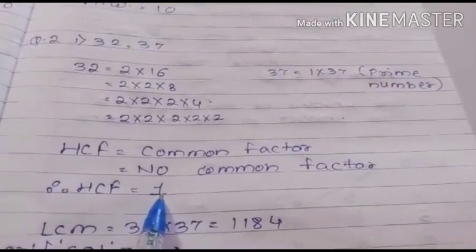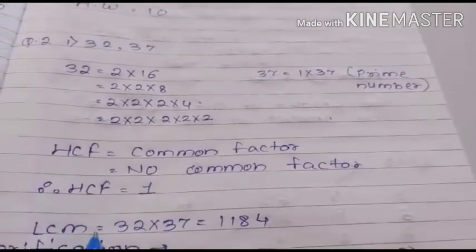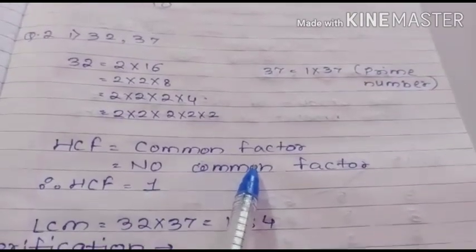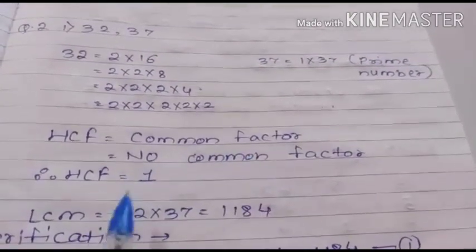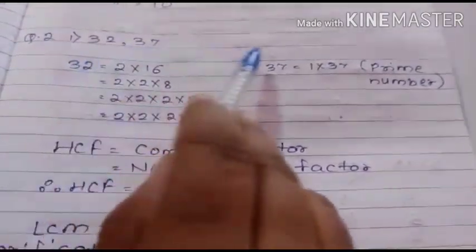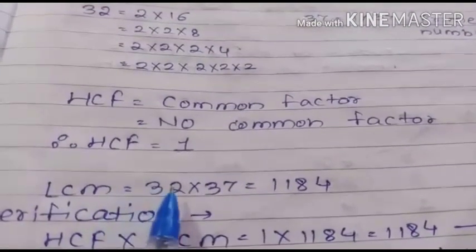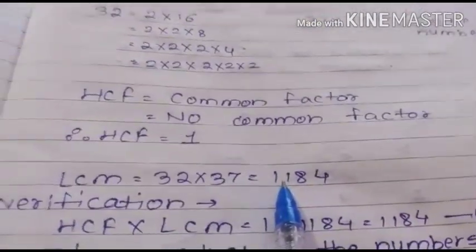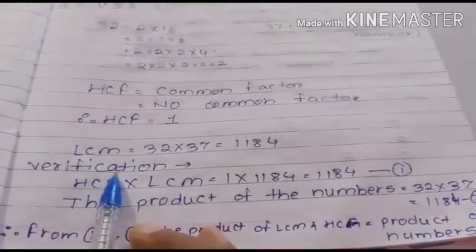And LCM. How will we get LCM? LCM, when nothing is common, as I said to you earlier, comes as the product of those two numbers itself. That is 32 multiplied by 37. 32 multiplied by 37, my answer will come 1184. Now verification. What do we have to verify?